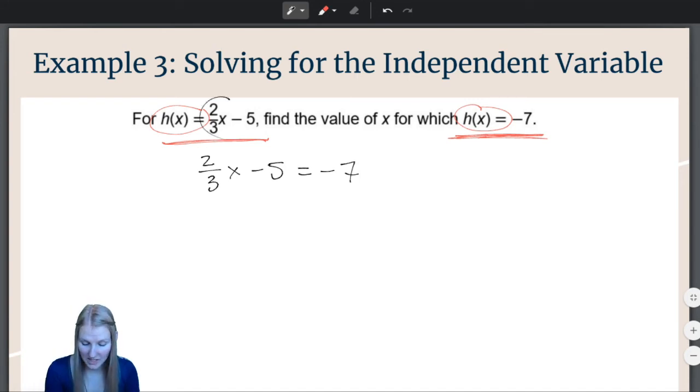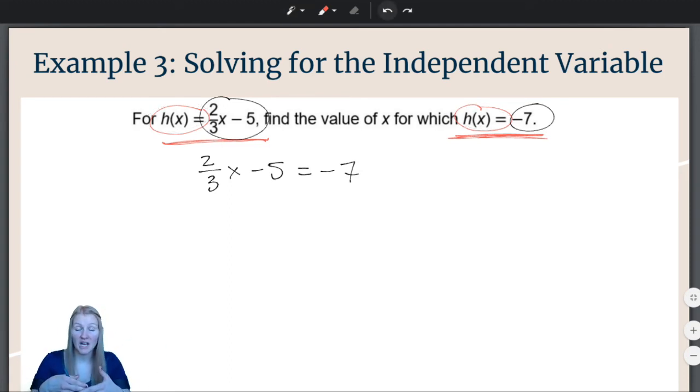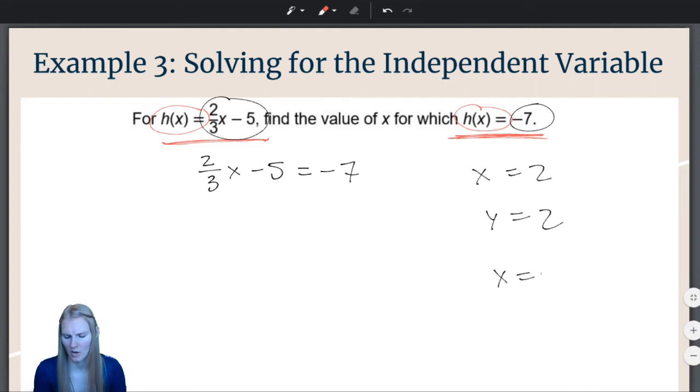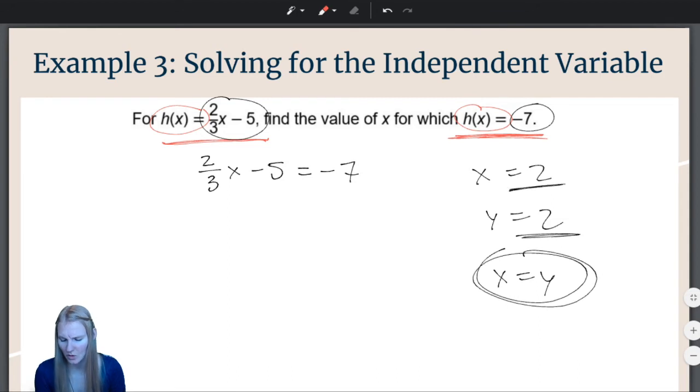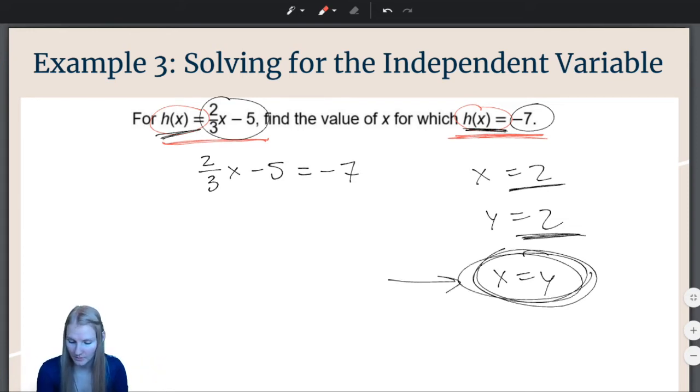Because both of these things, the 2/3 x minus 5 and the -7, both of them are equal to h of x. And if both of them are equal to h of x, then they must be equal to each other. It's like saying x equals 2 and y equals 2. Well, then x equals y, right? We can say that because they're both equal to 2. We're doing the same thing here. They're both equal to h of x. So we're setting them equal to each other.